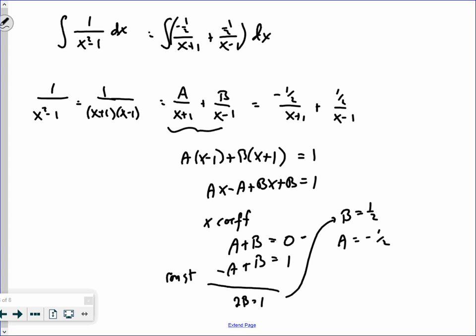So now we're ready where we can actually do some calculus. Negative 1/2 over x plus 1, the integral of that is going to be negative 1/2 times the log of x plus 1. And then the 1/2 over x minus 1, the integral of that is 1/2 log of x minus 1.